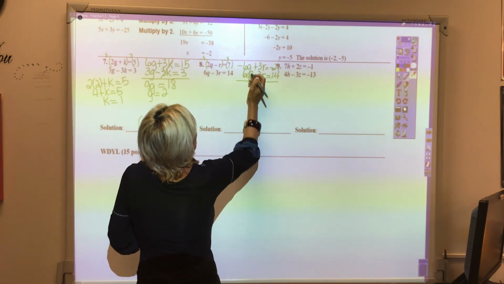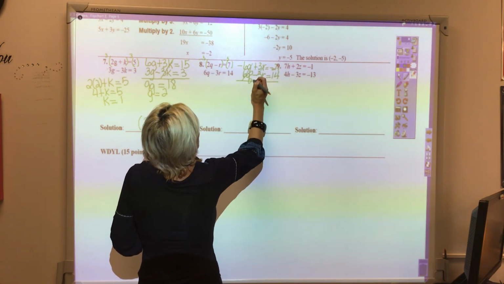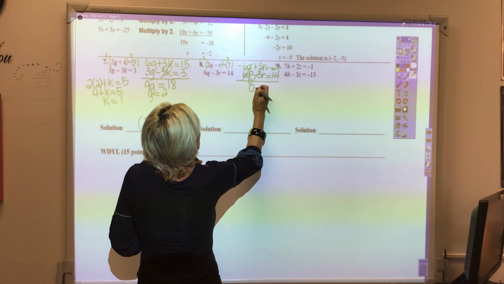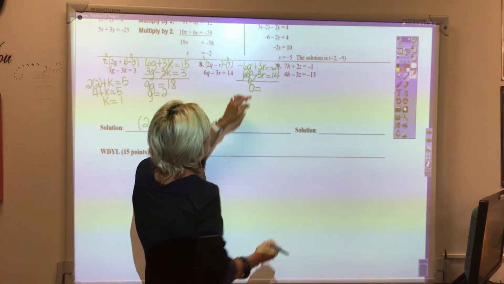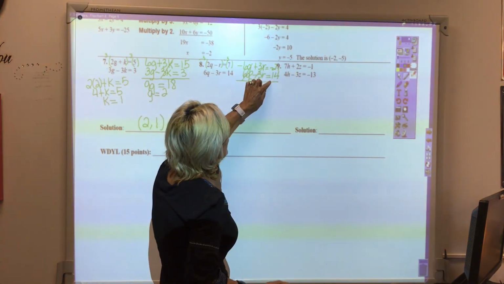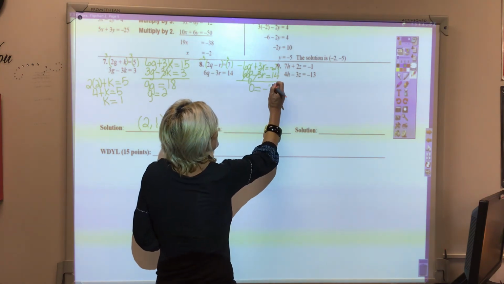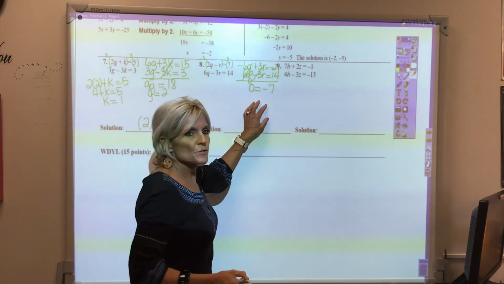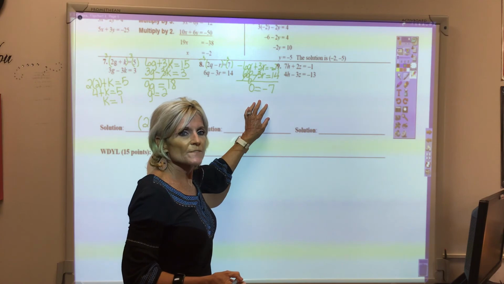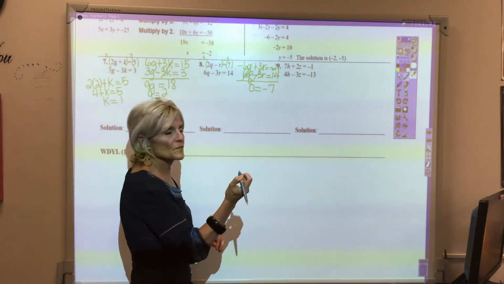Well, everything on the left zeroes out, so I'm just left with 0. On the right, I'm left with negative 21 plus 14, which is negative 7. See how that's not true? 0 is not equal to negative 7. So this is no solution.